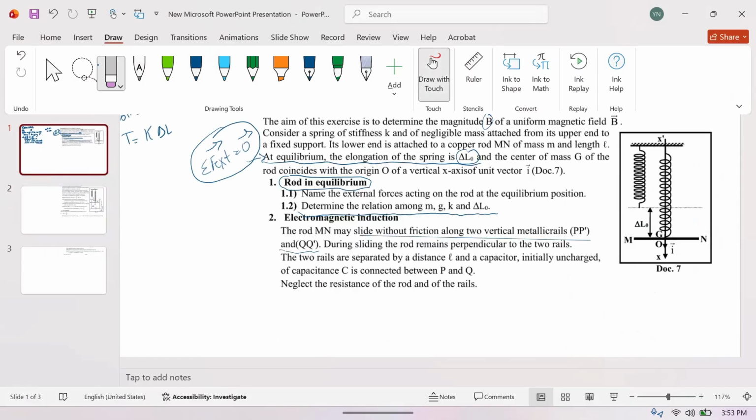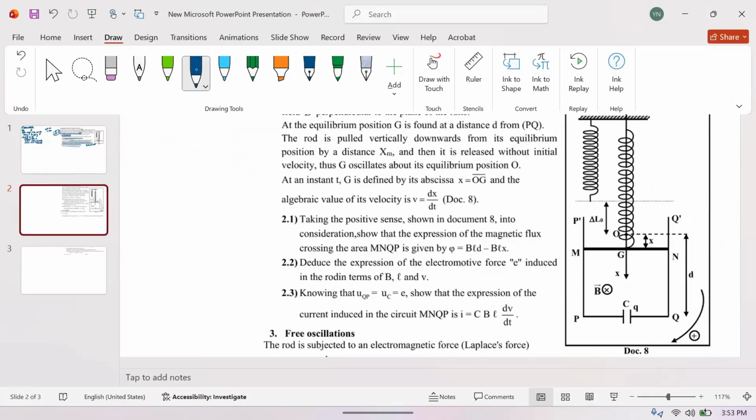Okay, now, during sliding, the rod remains perpendicular to the two rails. The two rails are separated by distance L and the capacitor is initially uncharged. So the voltage of the capacitor at the beginning was 0 volts. A capacitor of capacitance C is connected between P and Q. Neglect the resistance of the rod and of the rails. So there's no resistance, no friction. There's no need to include it in our calculations.